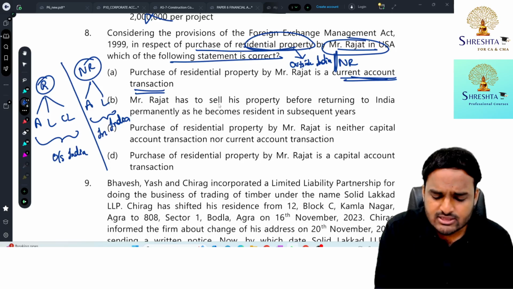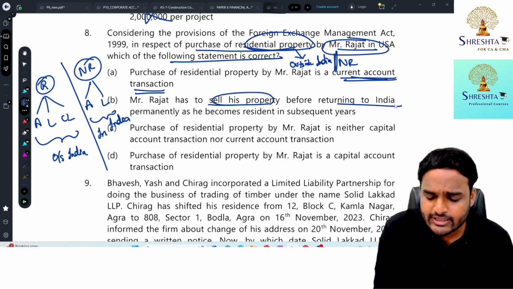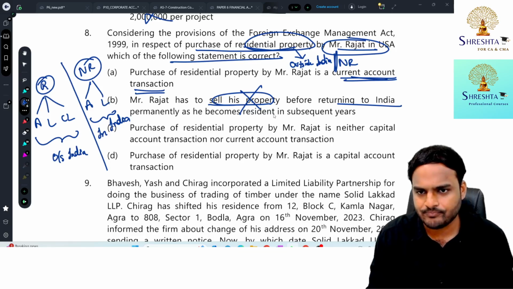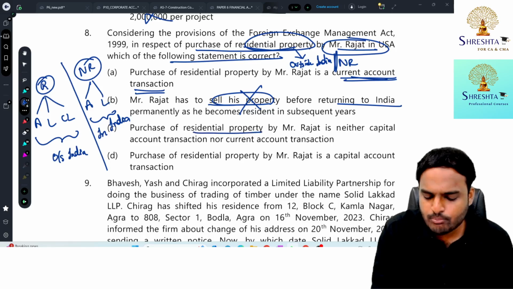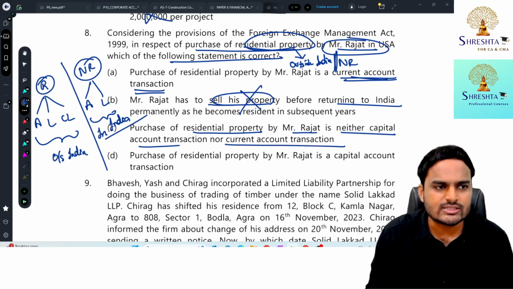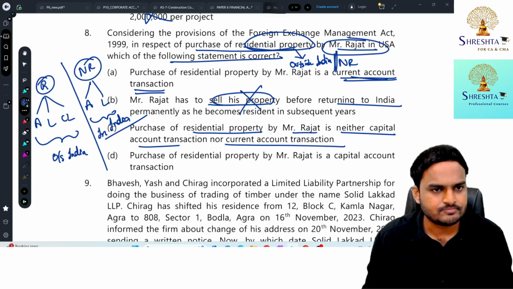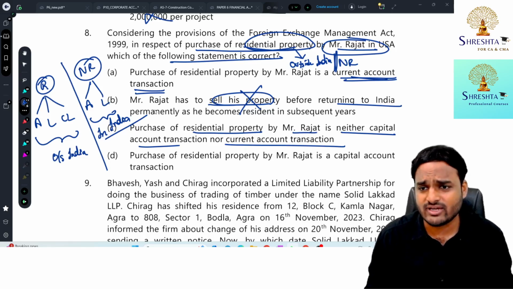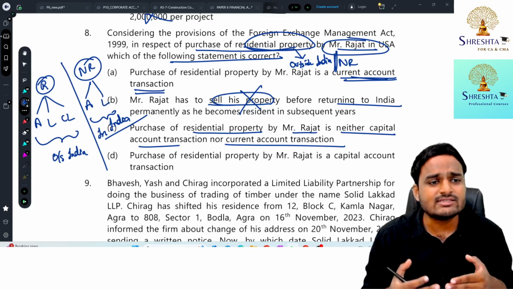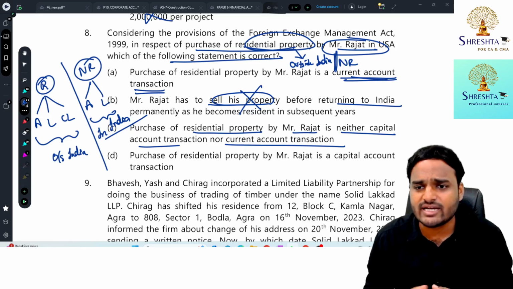Next, Mr. Rajat has to sell his property before returning to India. No, there is no such restriction. Next one, purchase of residential property by Mr. Rajat is neither a capital account transaction nor a current account transaction. So C is the correct option. Why? The transaction is not happening in India, first point. And the transaction is not done by a person resident in India.